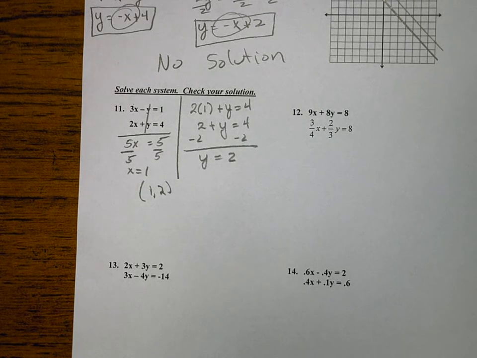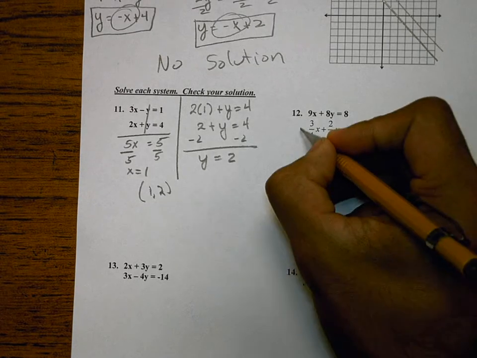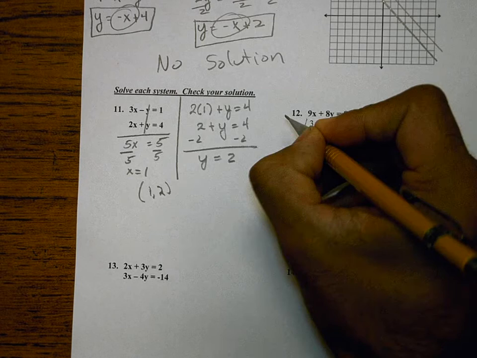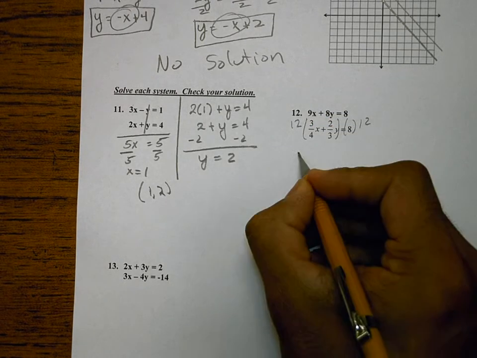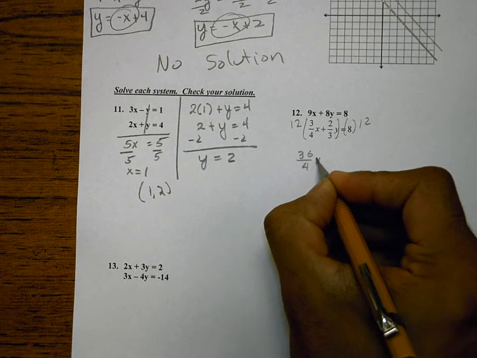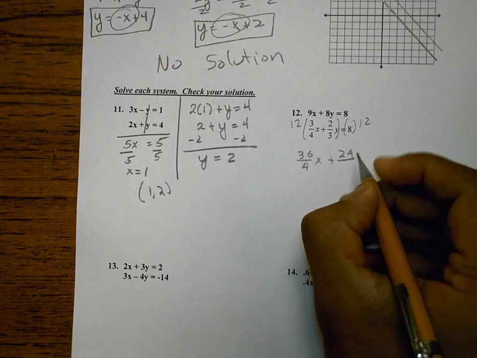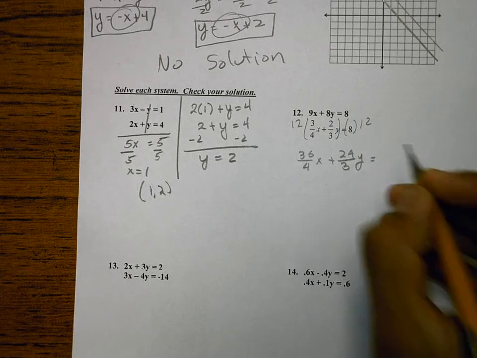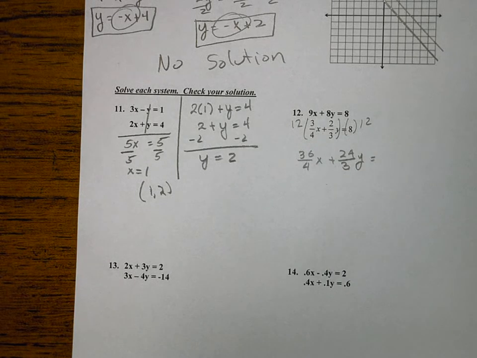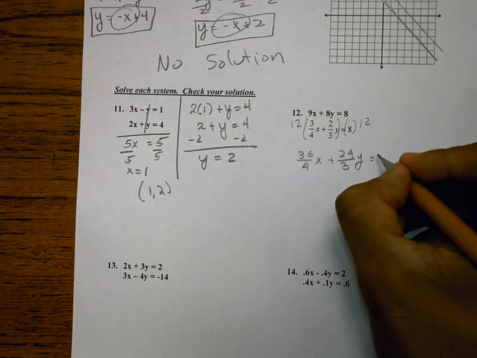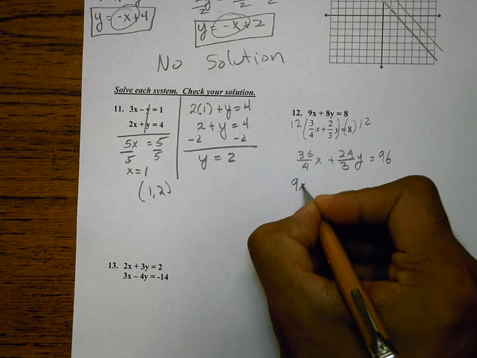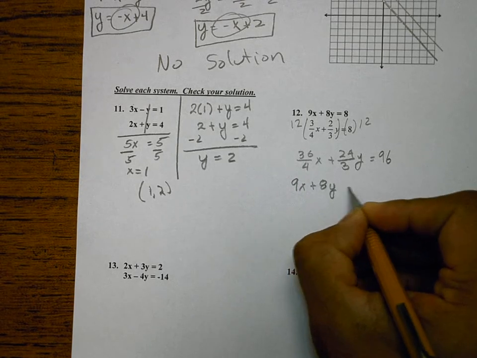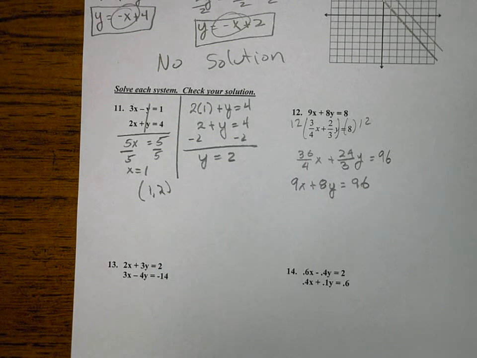Number 12, definitely annoying because of the fraction, but that's an easy fix. I'm going to go ahead and clear that out. So I'll multiply this by 12. Okay, you've got to be careful to make sure you multiply both sides by 12. So I got 36 over 4x plus 24 over 3y equals 8 times 12, 96. Okay. And so this reduces to 9x plus 8y equals 96.